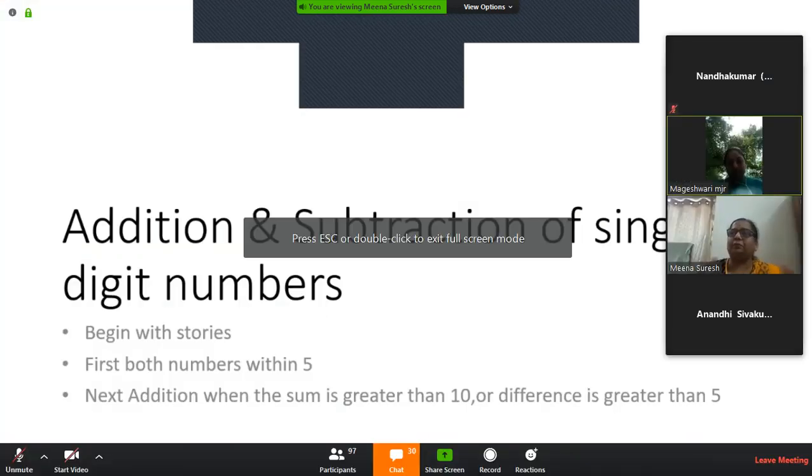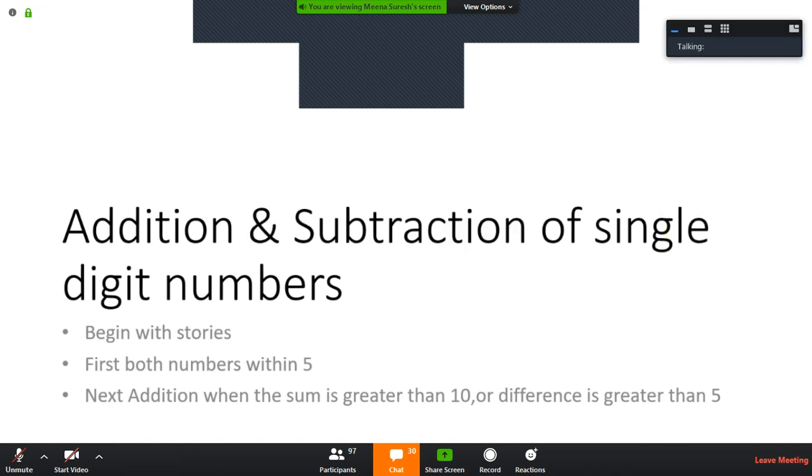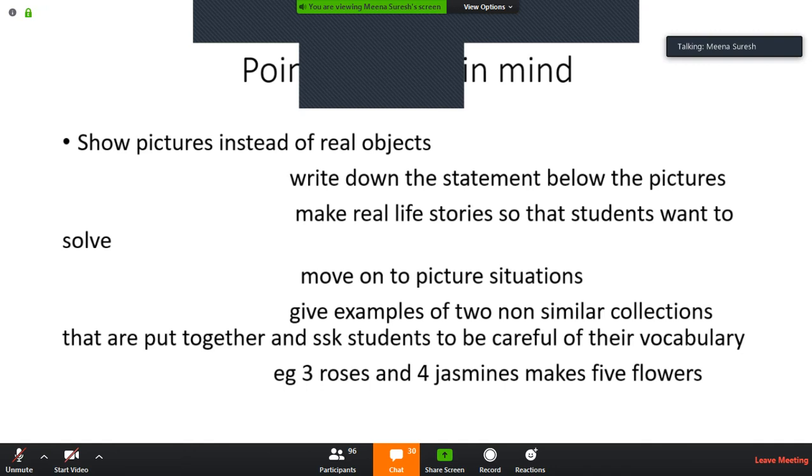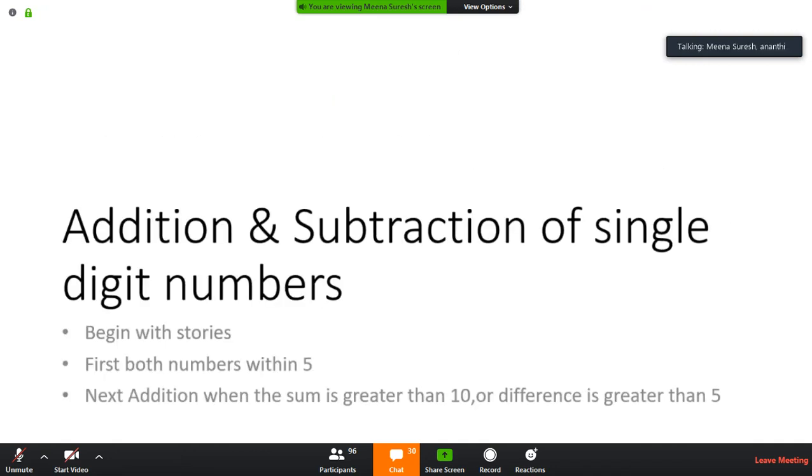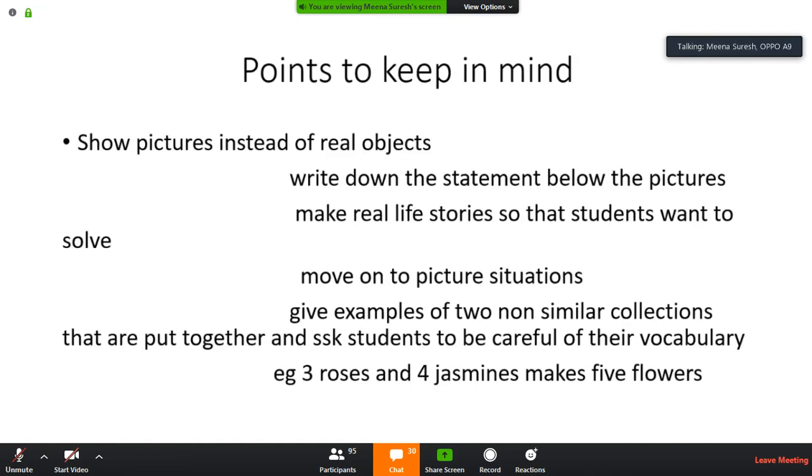First do for numbers, both numbers within 5. Next, you have to move on to addition where the sum is greater than 10 or the difference is greater than 5. The points you have to keep in mind are, sorry, I think I missed a slide. After you do real objects, you have to move to pictures. When you are doing pictures, make sure that you write the statement below.